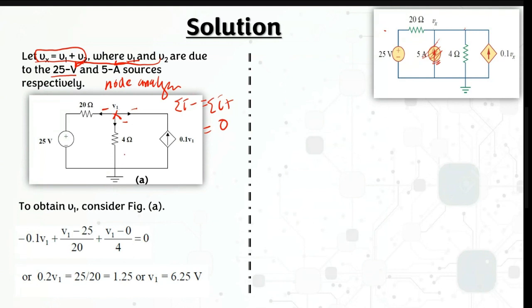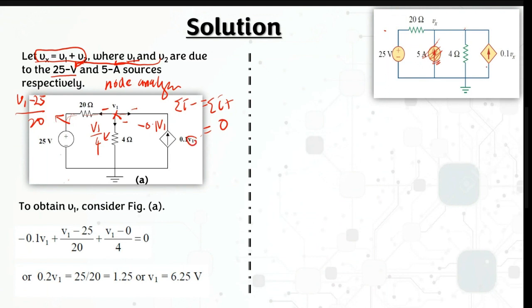Let's say here, this one will have 25. Just follow the current directions here. For this one, it means V1 minus 25. For this part, it will be V1 minus 25 over 20. And for this one, it will be V1 over 4. And for this current here, because it has the opposite direction to this one, it will be negative 0.1 V1.